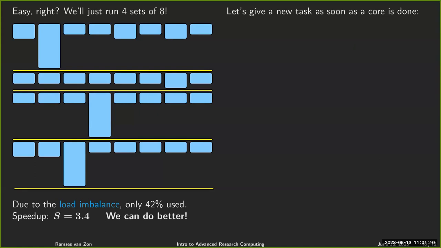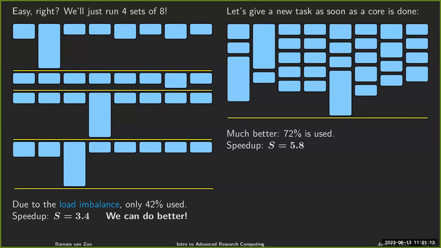Basically, we're running our own scheduler. Then we get this situation. It starts with the same set of tasks, but when, say, the sixth core here is done, we'll just give it the next one, the one that would have otherwise run much later. So as soon as a core is done, give it the next task on the list.